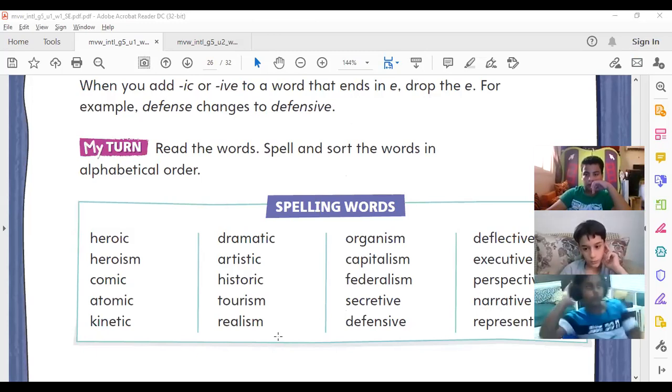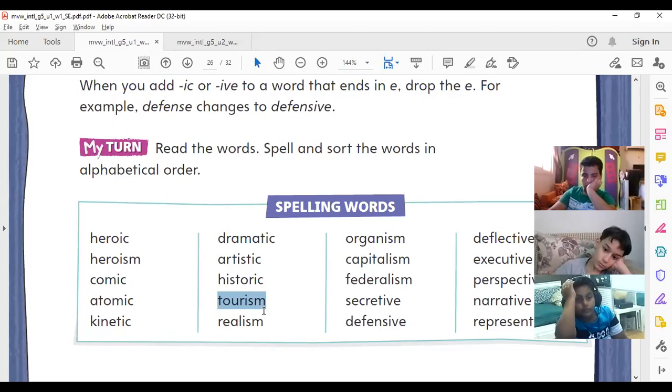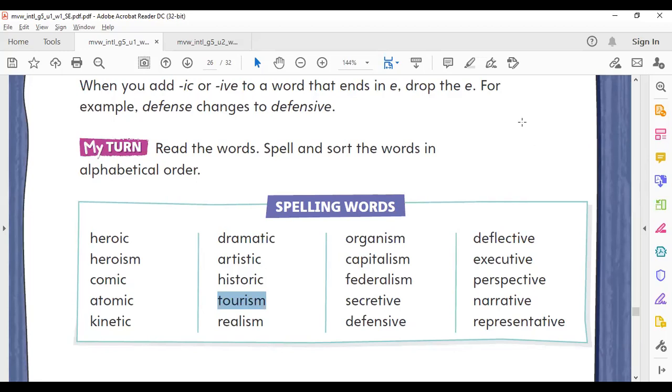Ibrahim, can you please read this word for me? Tourism. Tourism, very good. Now, this word, what does it mean? I don't know. Let me give you an example. The tourist visits lots of places. Oh, I remember now. I remember what the tour means. So what does tourism mean? It's related to what?